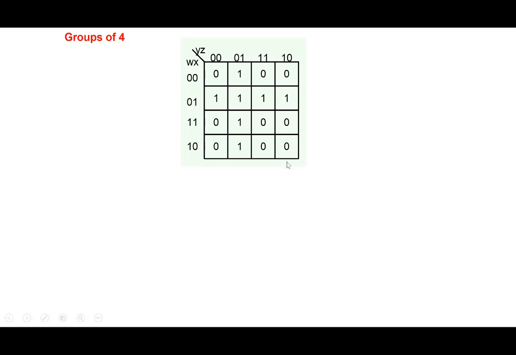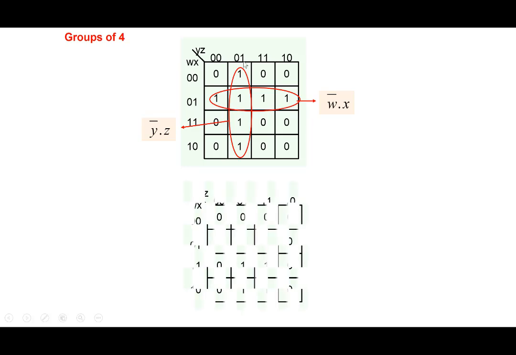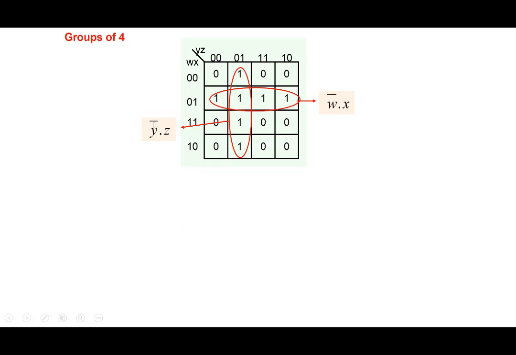All right, so in these cases, let's look at the possibilities here. Note that we should not just look for groups of 2, but we should also see whether we can get groups of 4. So we can get a group of 4 here. So this one, what will it be? YZ doesn't matter. YZ will go out and we'll be left with W bar X here. And the remaining ones we can also cover with this group of 4 here, right? And so that becomes equal to Y bar Z here. So our function then becomes a sum of these two.